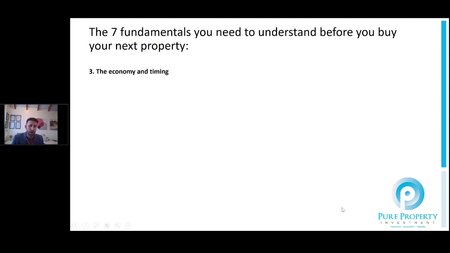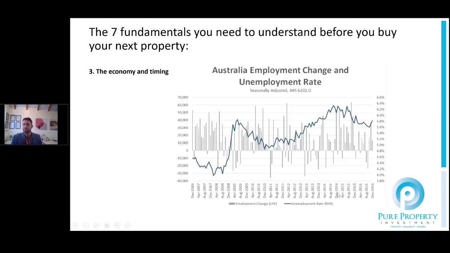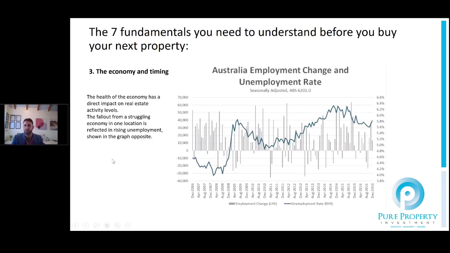So if we go further into the third point of that fundamental, it is the economy and timing, specifically looking at unemployment rates. Now, this is more of a general Australian unemployment rate. So it's seasonally adjusted. This is obviously 2016 data, end of 2016 data. We haven't got updated data just yet for this graph, unfortunately. However, we're looking at how this is going to be correlating to certain markets.